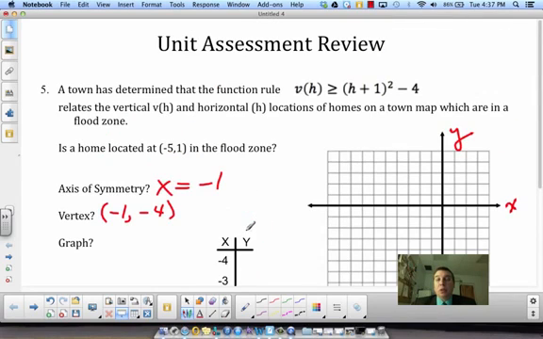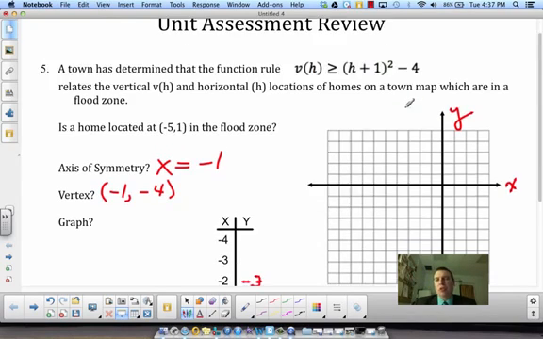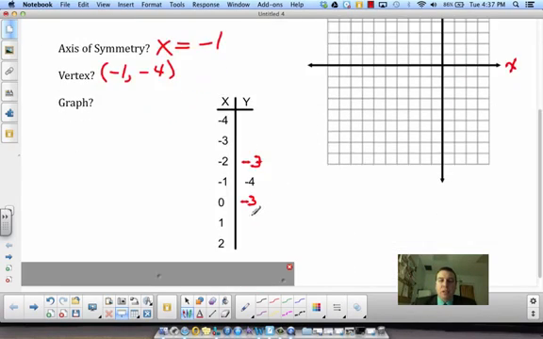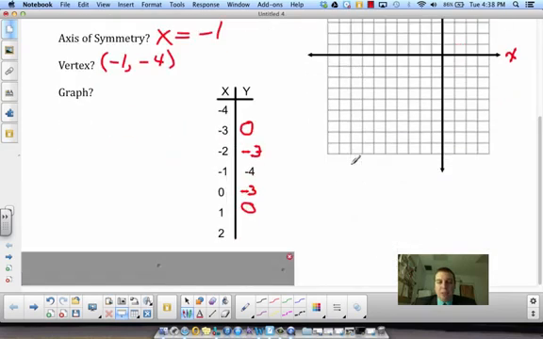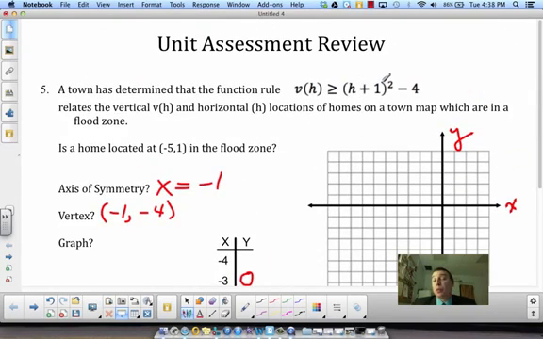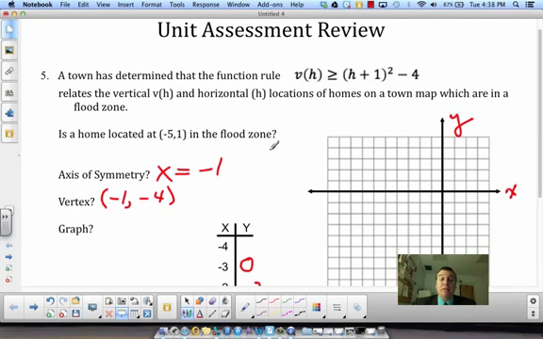Now if I go to 1, 1 plus 1 is 2. 2 squared is 4. 4 minus 4 is 0. So I've got a 0 here, and then a 0 here. Let's come back up here again. I'm going to have to use 2. So 2 plus 1 is 3. 3 squared is 9. 9 minus 4, I'm going to be up at 5.